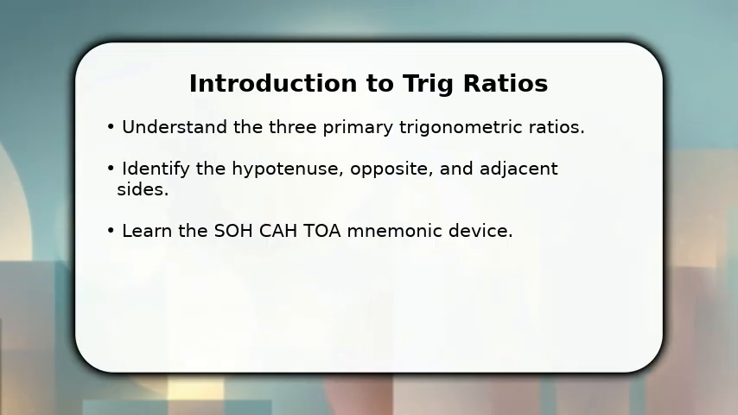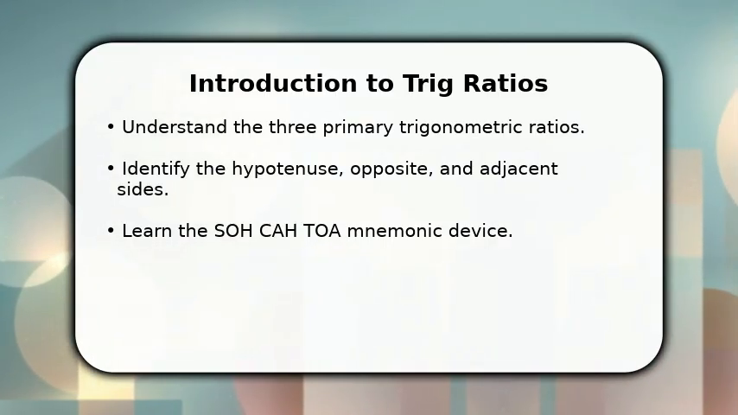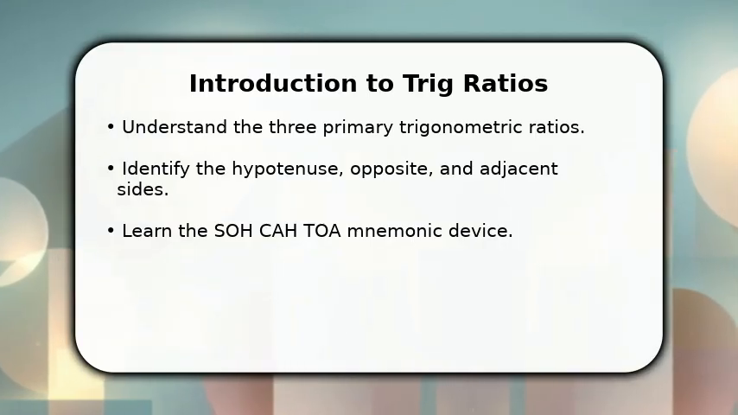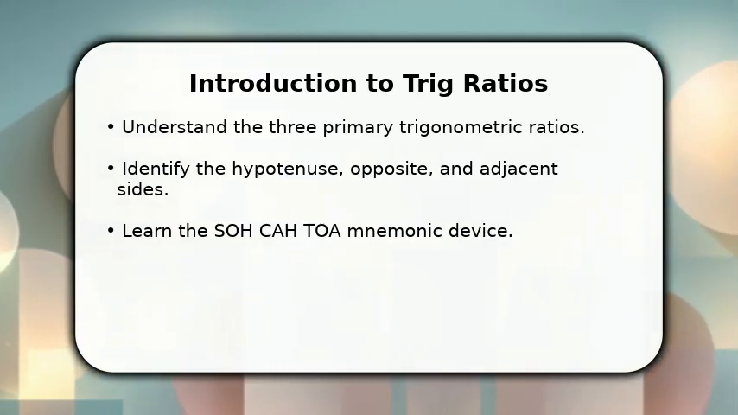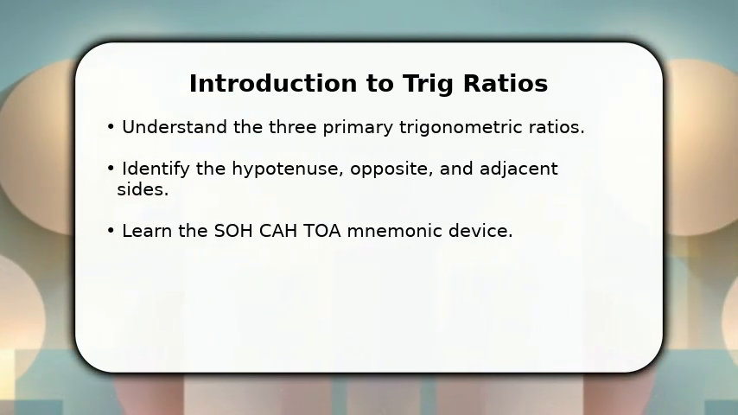SOH stands for sine is opposite over hypotenuse. CAH means cosine is adjacent over hypotenuse. And TOA reminds us that tangent is opposite over adjacent. Understanding these foundational concepts is key to mastering trigonometry.